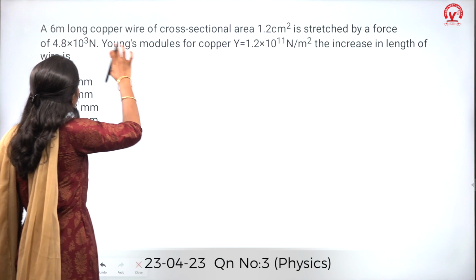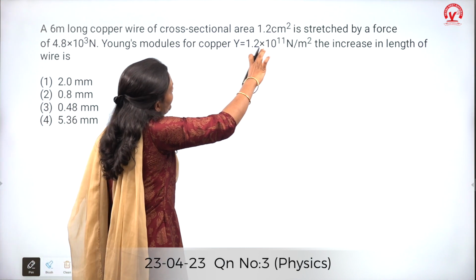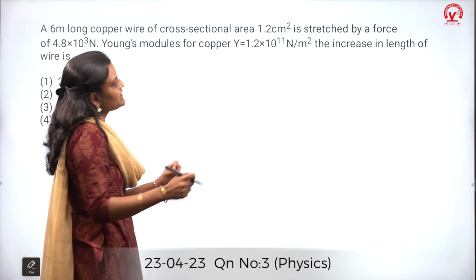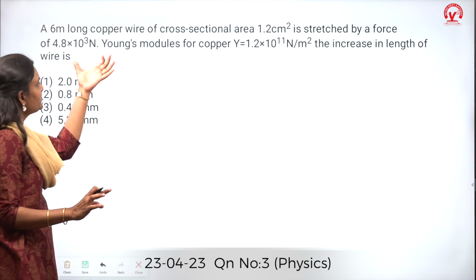A 6 meter long copper wire of cross-sectional area 1.2 centimeter squared is stretched by a force of 4.8 into 10 power 3 Newton.